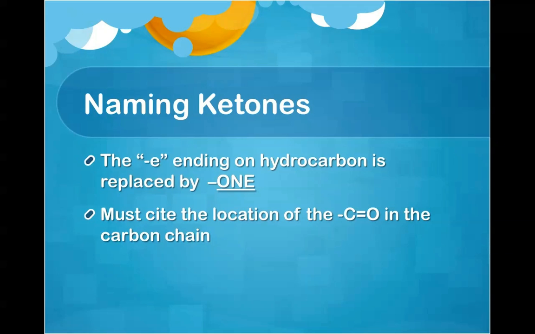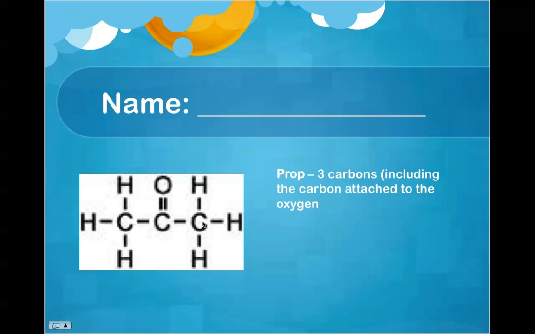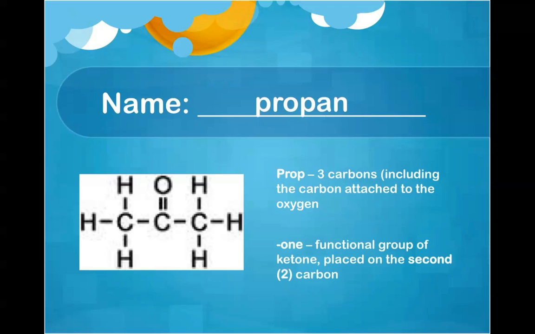Because it's somewhere in the middle of a carbon chain, you have to cite the location of that carbonyl group in the carbon chain. So in this structure here, we have 3 carbons, which gives us the prefix prop. We have our carbonyl group in the middle of a chain, which means that it is a ketone, and we also have to cite the fact that it is on the second carbon. So here, ONE is placed because of our ketone, our carbonyl group, and then we need to place the 2 out in front, so 2-propanone.